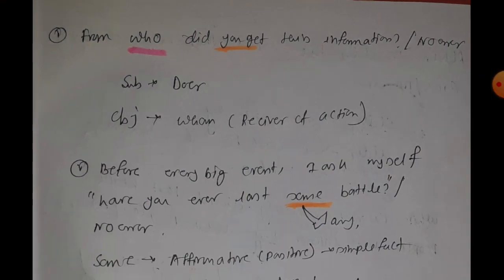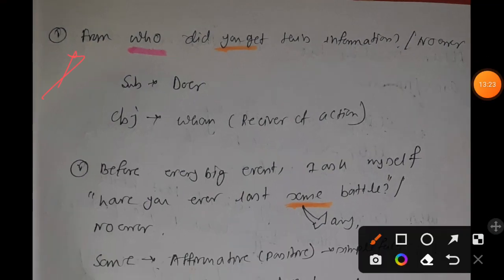So now let's talk about another question. From who did you get this information? Subject means the doer, right? So here you is the doer, because you is getting the information, and the object should be here who. So now in place of who there would be whom in this line.